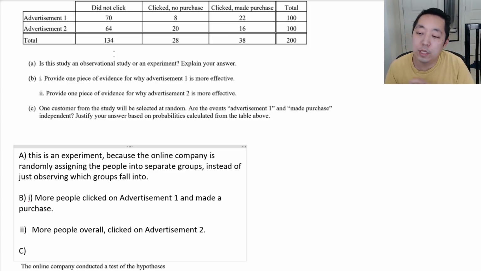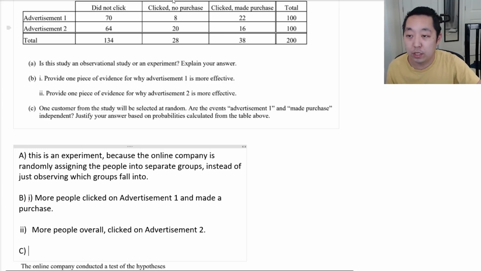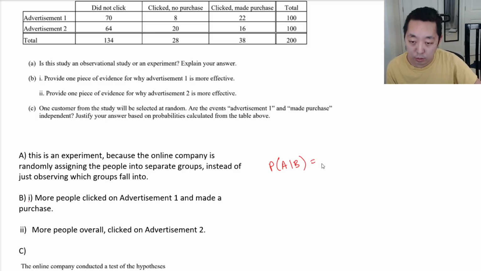One customer from the study will be selected at random. Are the events of advertisement 1 and made a purchase independent? Justify your answer based on probabilities calculated above. Okay. So what does it mean to be independent? The base rule of independence is, I'm going to write it out, even though it's not going to be part of my answer, just sort of my explanation: the probability of A given B is equal to the probability of A. Two events are independent if I condition on B, it doesn't change the probability. That means A and B are independent.